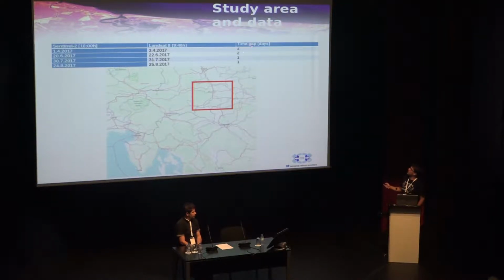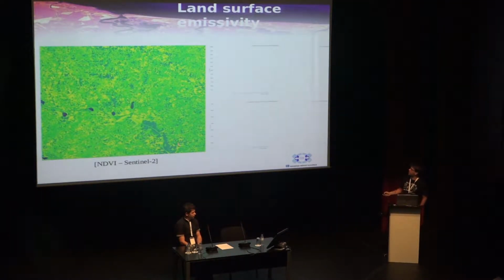So, these are the time gaps between days. It means that between this and these days, we have 2 times gaps. This is why we also hypothesized that those NDVIs are practically similar, which we also checked. This is the NDVI for this region from the Sentinel-2 area.